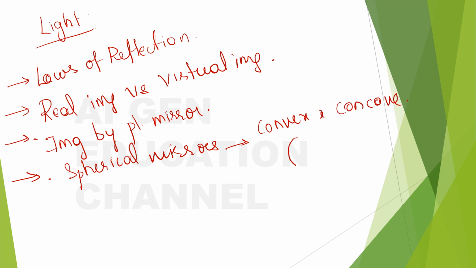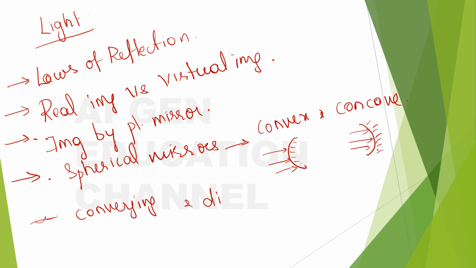So the convex mirrors will be like this. It means all the light will fall here. Okay. Concave mirrors will be like this. It means all the light will fall here. Okay. And after this we have even checked over the converging mirrors and diverging mirrors. I hope you remember all this.